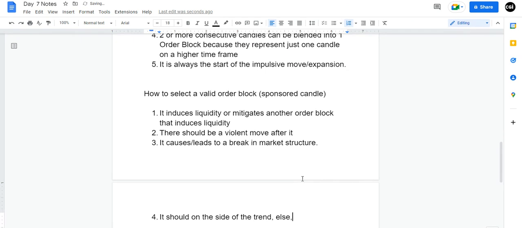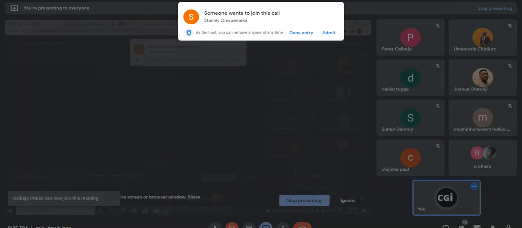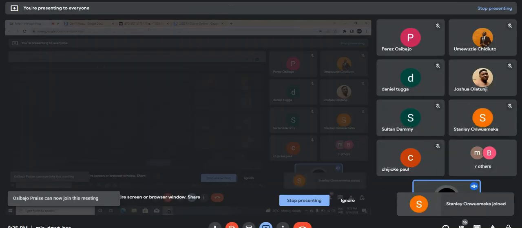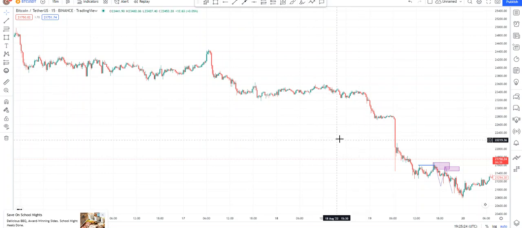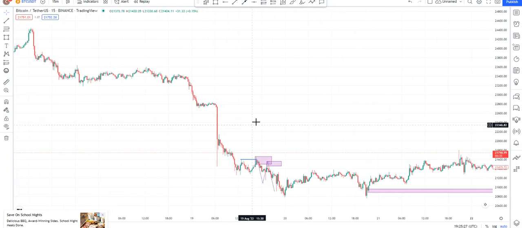Else it might not reach your targets. The truth is that if you trade a sponsored candle against the trend, it may be in your favor, but it won't last long, because a sponsored candle is very, very strong. Most likely, no matter what, you will have a reaction from that sponsored candle, but it will not last long.